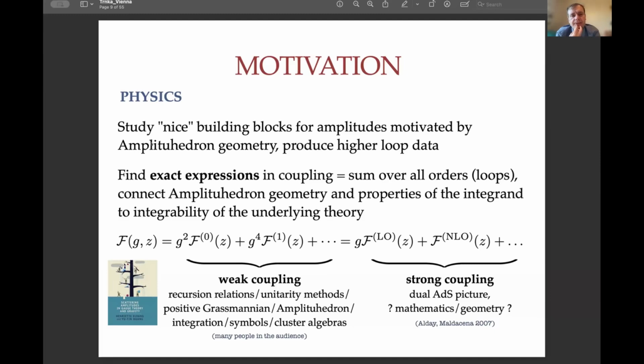Yeah, eventually you will see that we will not be able to calculate a full amplitude, but we will be able to go to high loops, in some cases an infinite number of loops, with these building blocks. So we calculate individual building blocks.